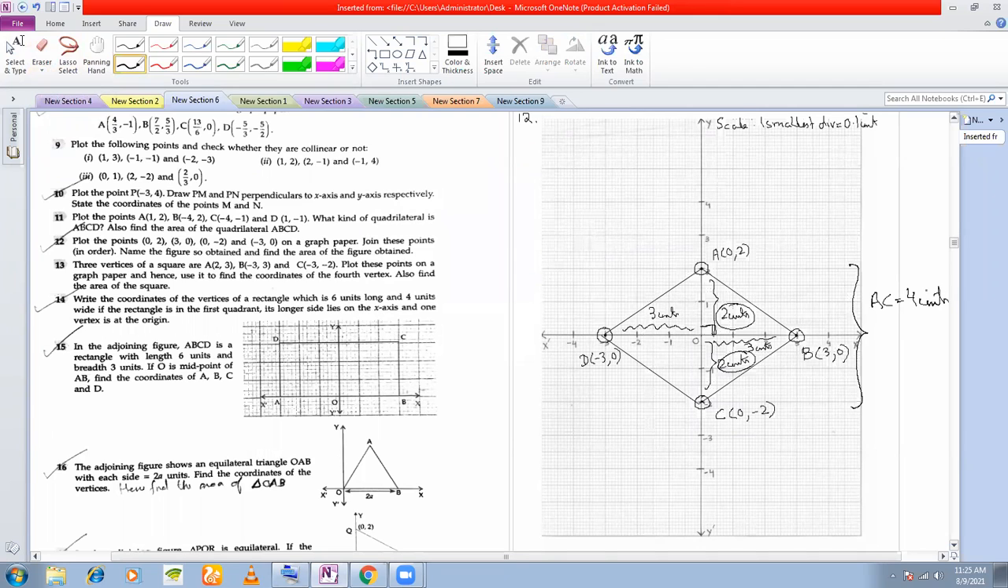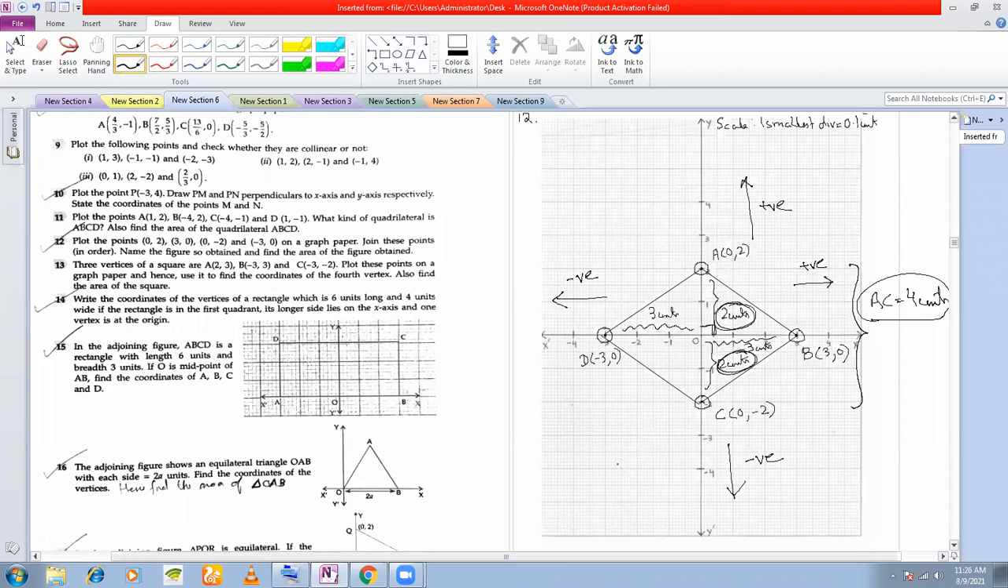Forget about the sign. We're only talking about length. Length is always positive, right? In a graph, sign is given only for the direction of the axis. This direction negative, this direction positive, this direction negative. Signs are given only to specify direction, but in distance, we don't specify the sign. So therefore AC must be 4 units because 2 units here and 2 units here.